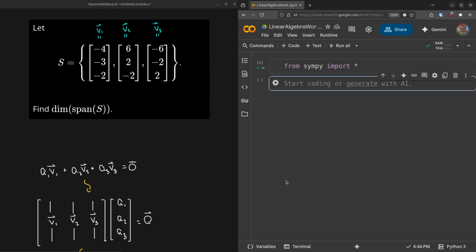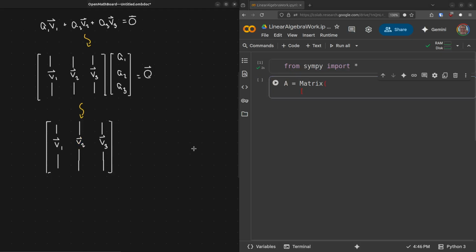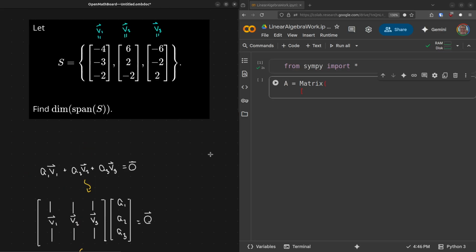So vectors v1, v2, v3. So I'm going to call it matrix A. So my columns are vectors v1, v2, and v3. Okay? So these vectors right here. So if I put them together, I get my matrix. So v1 is -4, -3, -2. First vector is my first column of my matrix. Second vector is my second column of my matrix. Third vector is my third column of my matrix.